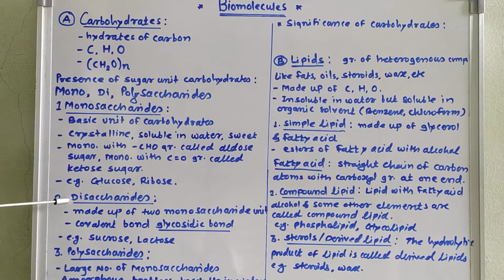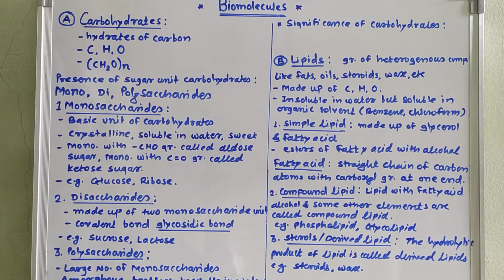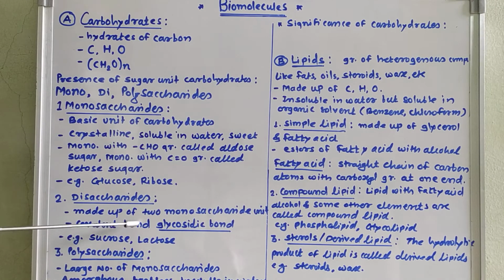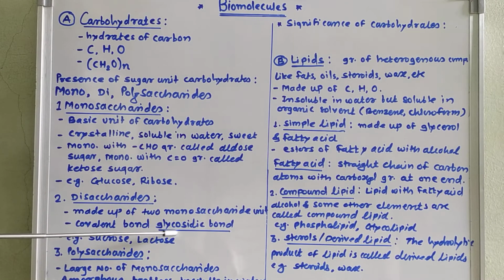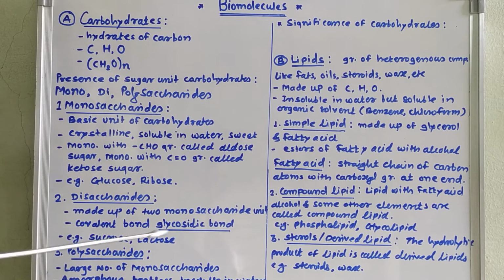Then second is the disaccharide. Here the word di means two. The disaccharide is made up of two monosaccharide units. In a disaccharide, two monosaccharides are joined together by a covalent bond, and that covalent bond is called glycosidic bond.